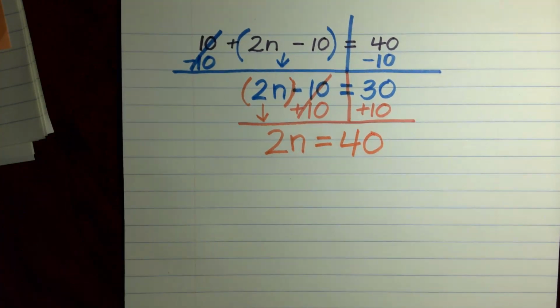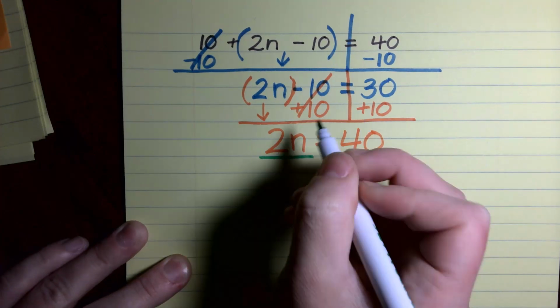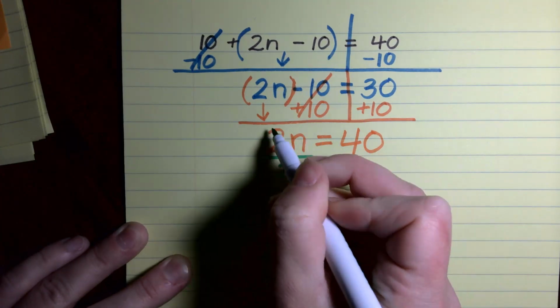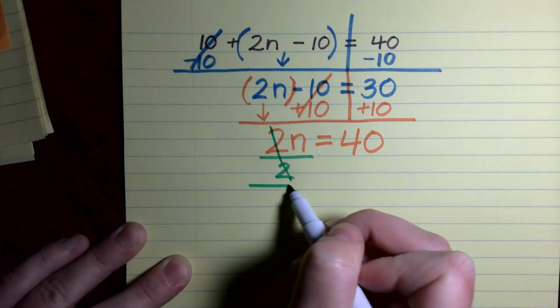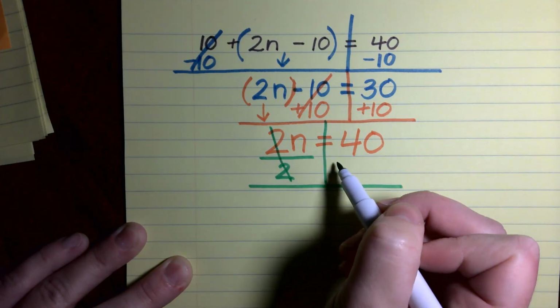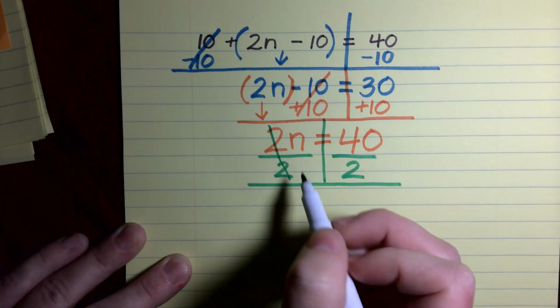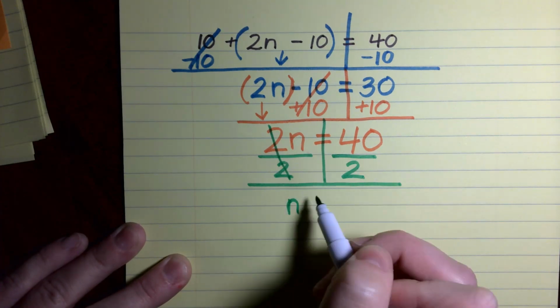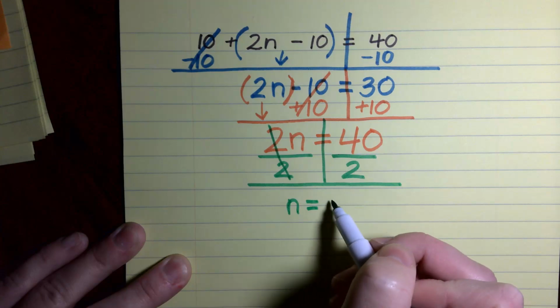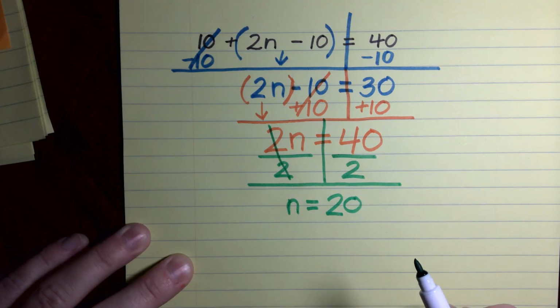Now I have 2 times n equals 40. What is left to do? Divide. To get rid of multiplication, we divide. So I'm going to divide that by 2. And what I do to one side, I've got to do to the other. I'm going to divide 40 by 2, and that's going to leave me with n equals 40 divided by 2, which is 20. Did we all get that?